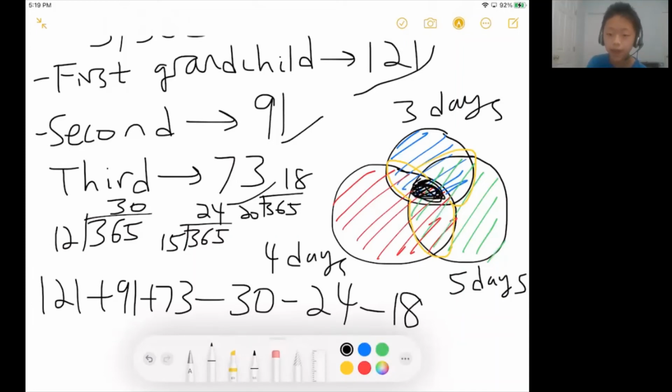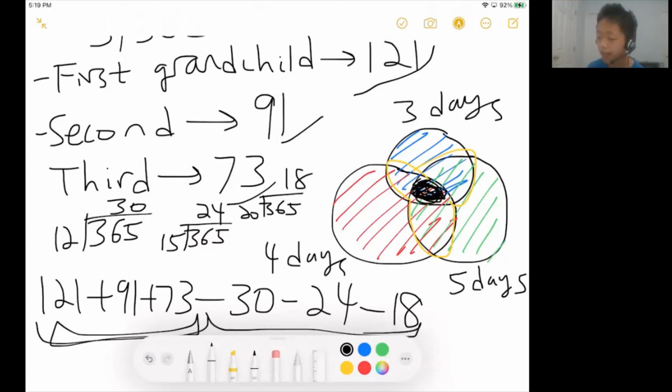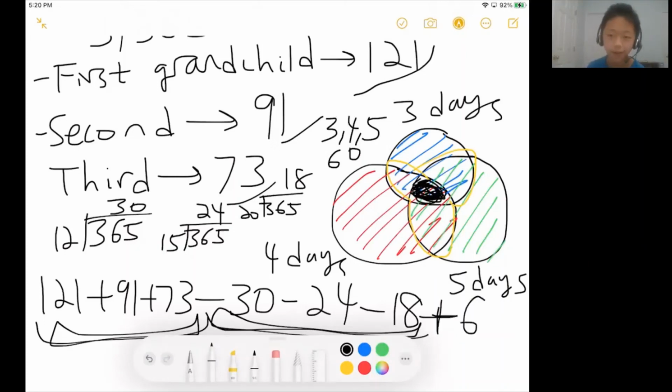Now we have to add back 6, because this middle region was counted 3 times when we did this sum here, but then we also subtracted it 3 times when we subtracted here. So we added 3 times, we subtracted 3 times, so we basically didn't count it at all. So we need to add it back in. So that occurs when all 3 children visit. So they visit every 3, 4, 5 days. So this essentially means they visit every 60 days. So you would do 365 divided by 60, which means there are 6 days in which all 3 grandchildren called the grandmother.